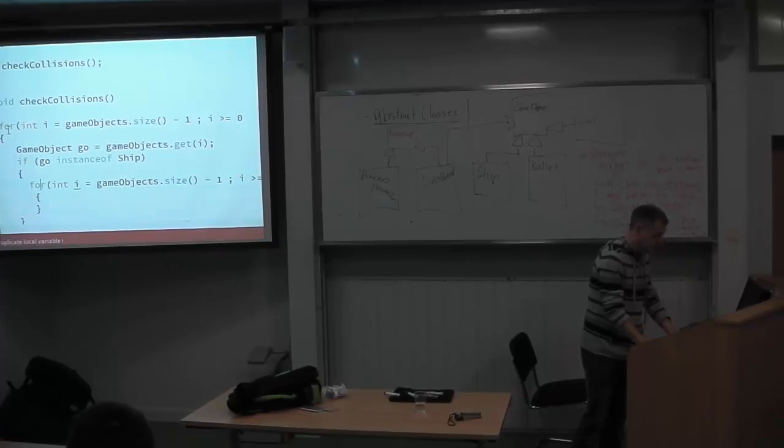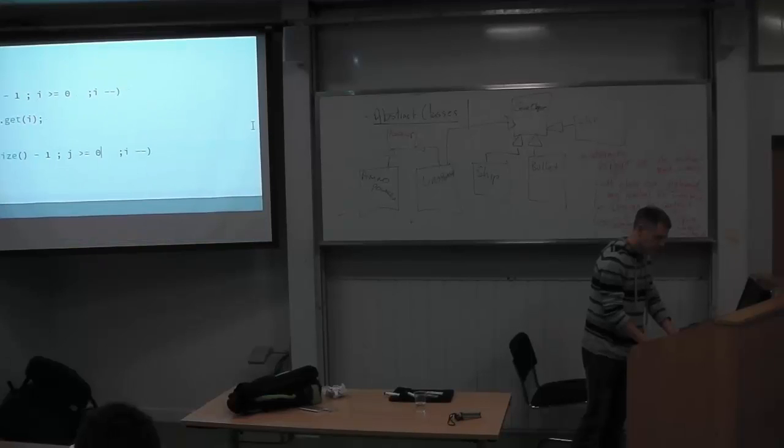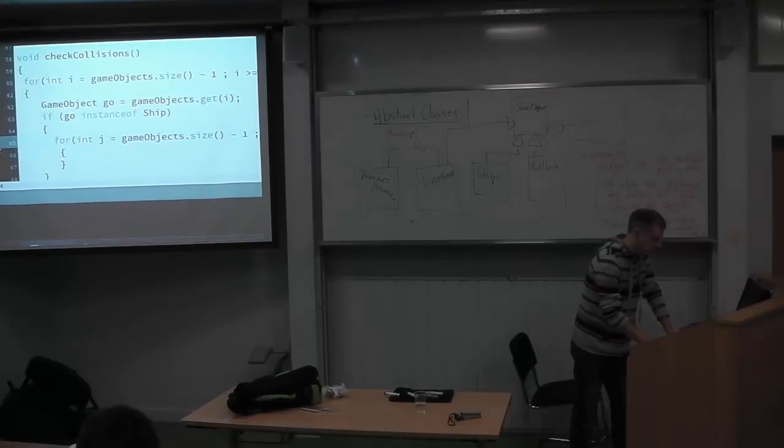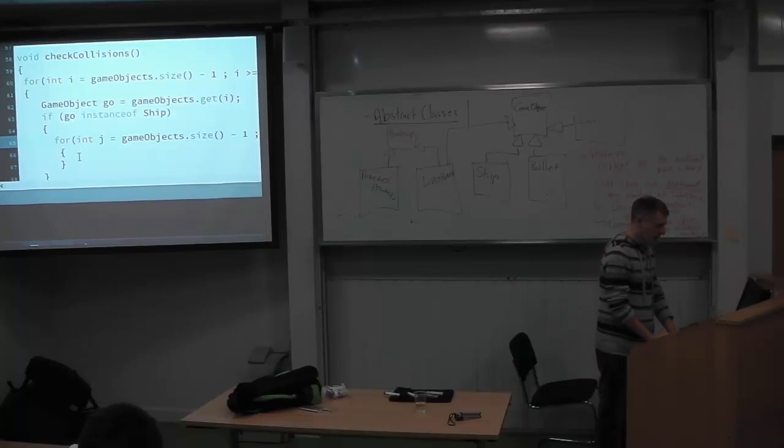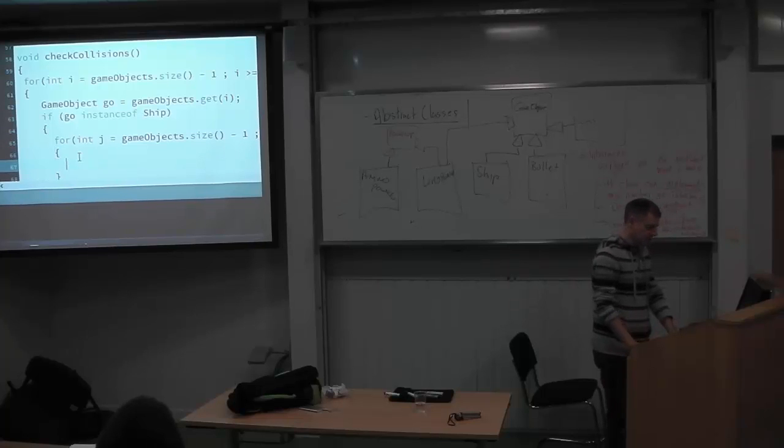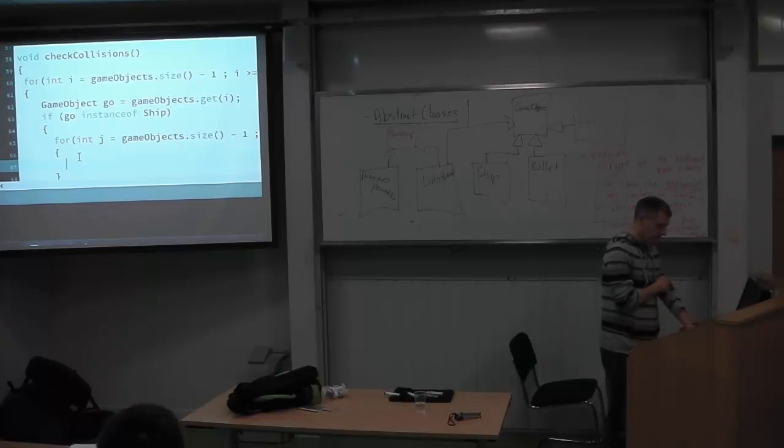So let's do another for loop in here, a nested for loop, and let's go J for this second for loop. J minus minus. So I'm going to go through every game object and compare it against every other game object, but only do the collision test for those game objects that are ships and power-ups.